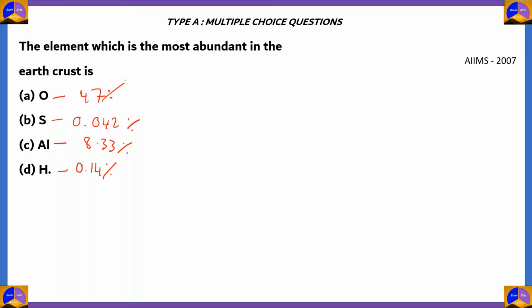About 47% of the Earth's crust is made of oxygen, which is why oxygen is the most abundant element in the Earth's crust. The reason is that most of the compounds present in the Earth's crust are oxides, or even when they're carbonates or sulfides, they still have oxygen in them. So oxygen is a part of most compounds, and most of the compounds in the Earth's crust are oxides. Therefore, option A, oxygen, is the most abundant element in the Earth's crust.